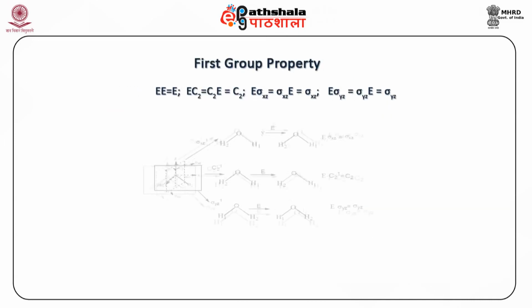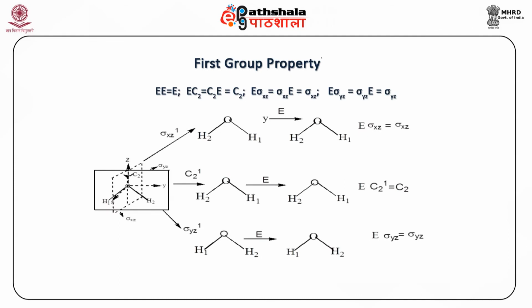Here, E is the identity. First property says that group element remains unchanged. The above figure shows all these results. Symmetry operations are always carried out from right to left.